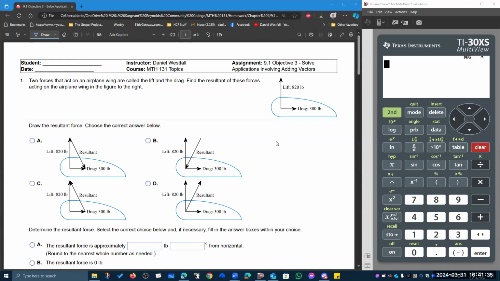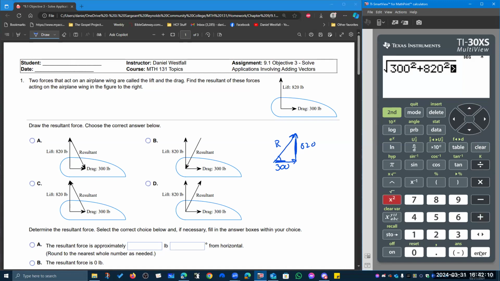We would like to draw them in such a way where they are head to tail, like so, to make a right triangle. And this side is 300, and this side is 820. And we want the resultant R to be like that. And we're going to want to find this angle, and we're going to want to find this magnitude. Let's go ahead and find the magnitude first, because it's just the Pythagorean theorem. So the square root of 300 squared plus 820 squared.